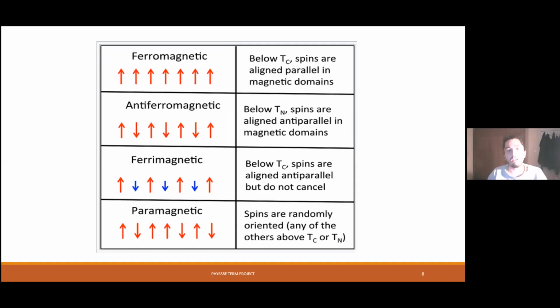As you can see here, the difference between the antiferromagnets and the other magnets is shown in the picture. So we can basically say that below the Néel temperature, spins are aligned anti-parallel in the magnetic domains, unlike the ferromagnetic structure, which is parallel. And unlike a ferromagnetic structure, the spins have equal magnetic moments. And unlike a paramagnetic structure, there isn't a random distribution of the magnetic spins.